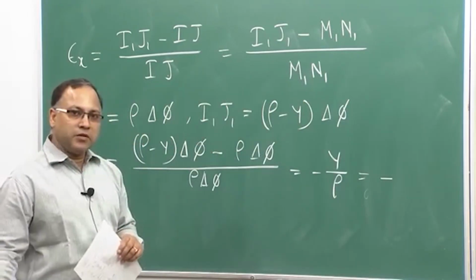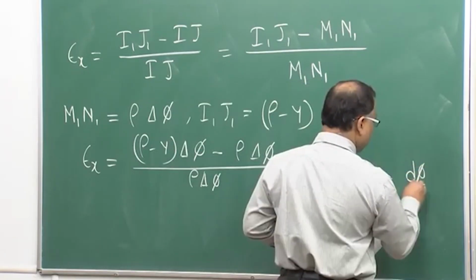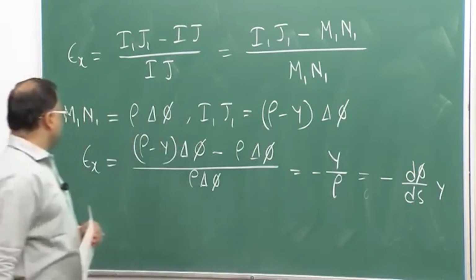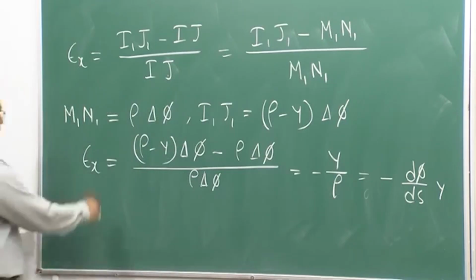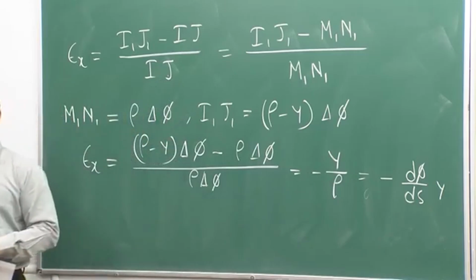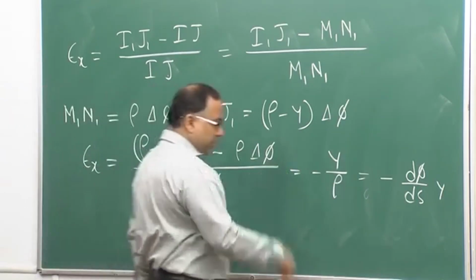1 by rho, we have already seen, that is d phi ds. So, I can write d phi ds into y. So, this is a very important relation. Epsilon x is equal to minus y by rho. Now, why is this minus sign coming into the picture?